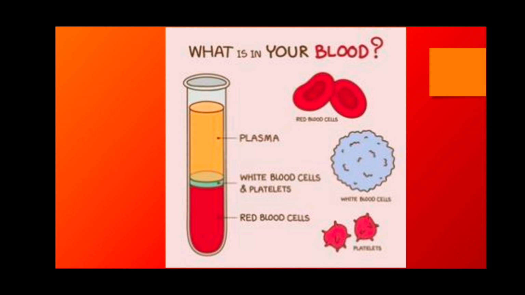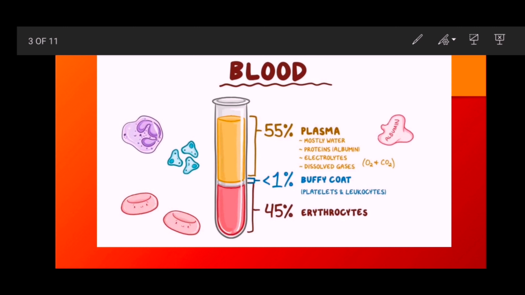So plasma is the liquid part of our blood. As you can see, it is composed of 55%, while the buffy coat is composed of less than 1%. It is our platelets and the leukocytes or WBC. And we have 45% RBC or erythrocytes.